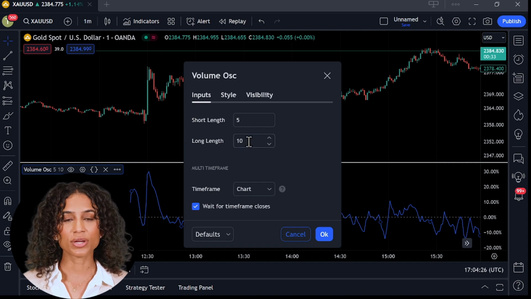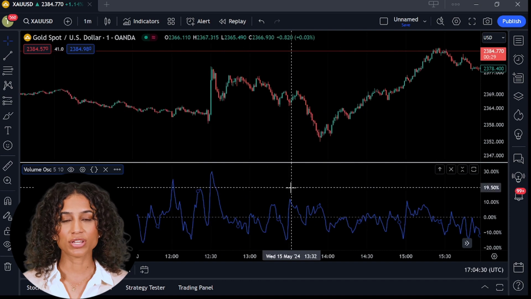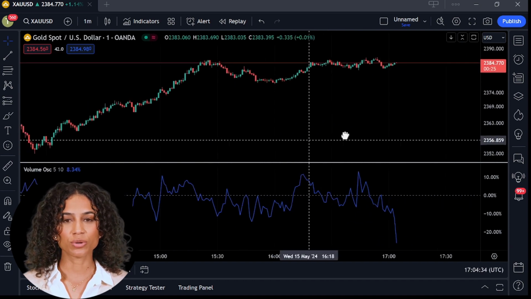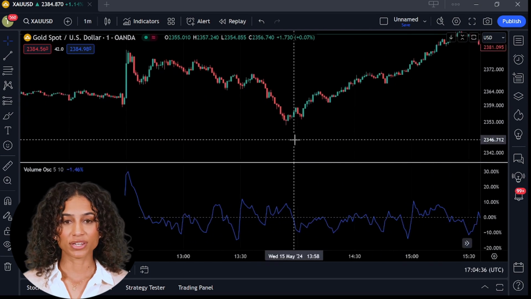Step 5. You can then customize the short-term and long-term moving averages to match your trading strategy. Adjust the periods to fit your preferred settings, whether it's short-term, medium-term, or long-term trading.